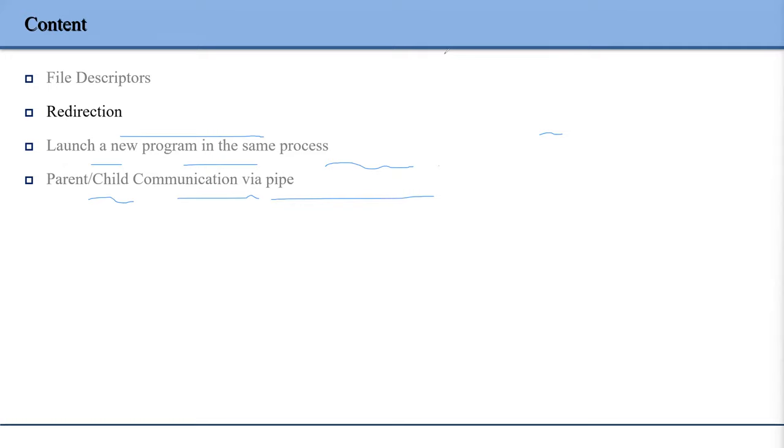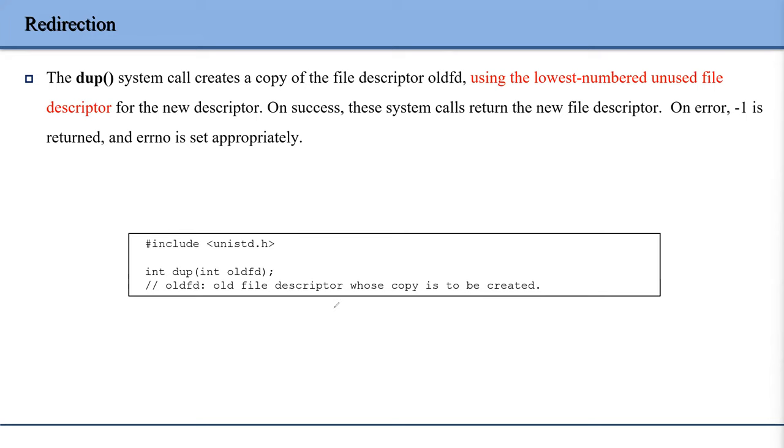So after we have a clear understanding about the file descriptor, we will talk about redirection. The redirection is also very critical for inter-process communication. Basically, the redirection is implemented by dup. The dup is a system call that creates a copy of the old file descriptor, using the lowest-numbered unused file descriptor for the new descriptor. On success, the system call returns the new descriptor. On error, -1 is returned, and errno is set appropriately.